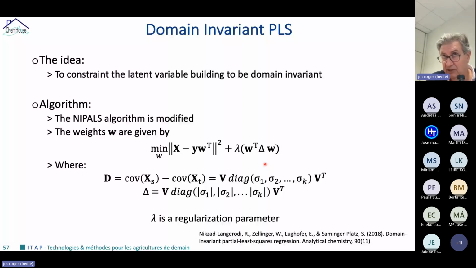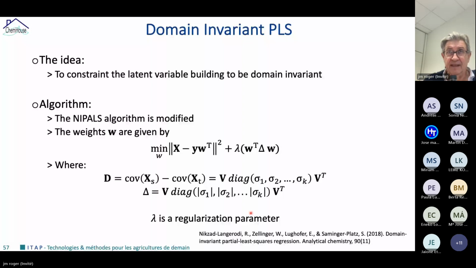Briefly, that means that we will search for W which is orthogonal to the difference between the two domains. If we lower this expression, because we will lower the sum, that means that we will lower the cosine, as we have done with orthogonal projection, but it is written differently here. And lambda is a regularization parameter. Okay, this is the DIPLS.